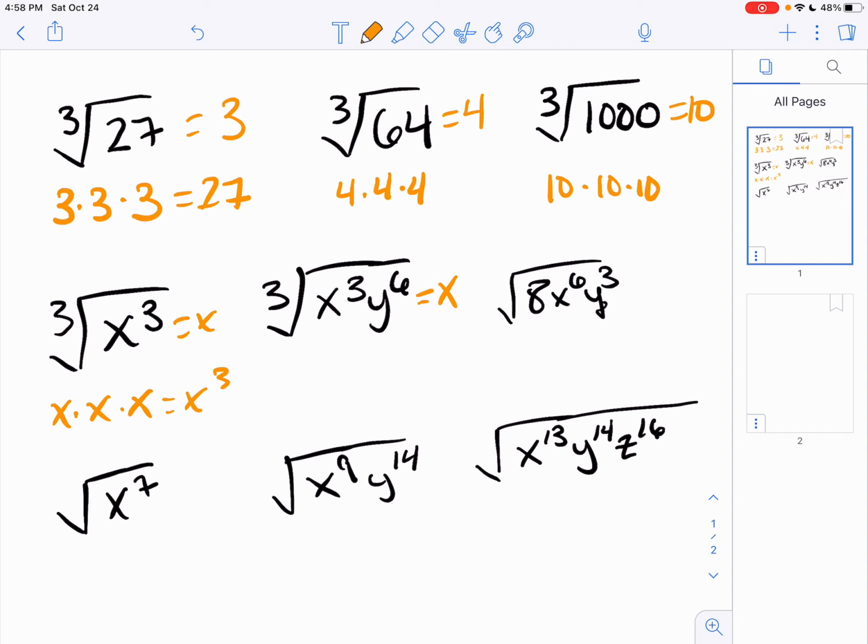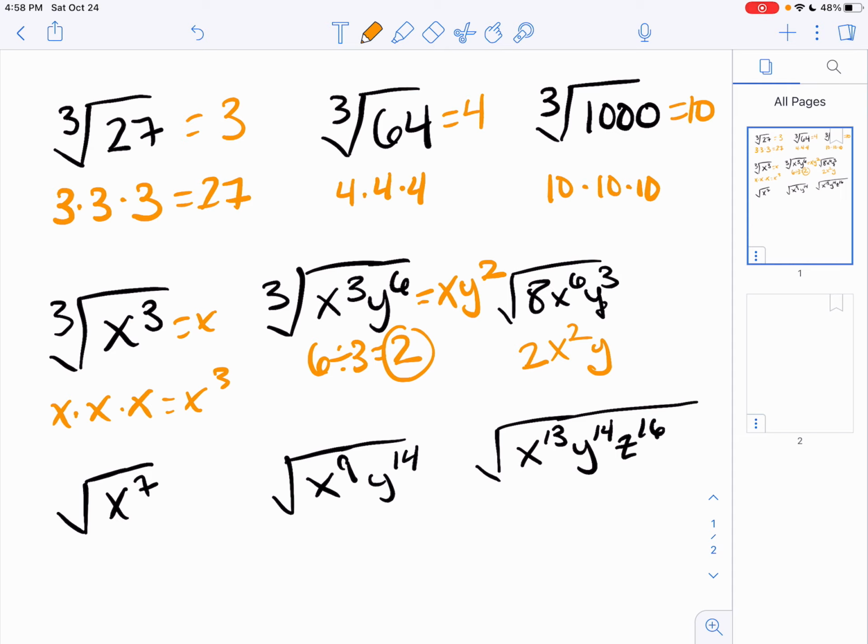The 6, the exponent of y, is also divisible by 3. So 6 divided by 3 equals 2. So the cubed root of y to the 6th is y squared. The next one, 8x to the 6th, y to the 3rd. The cubed root of 8 is 2. And then 6 divided by 3 is 2, so x squared. And 3 divided by 3 is 1, so y.